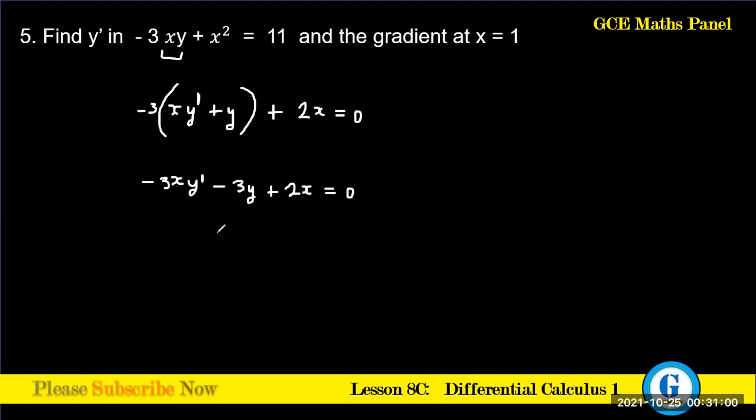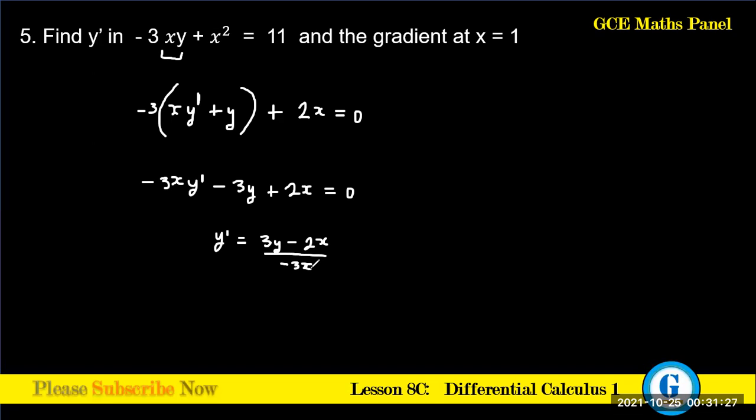And from here, our y prime will be equal to 3y minus 2x, all this on minus 3x.